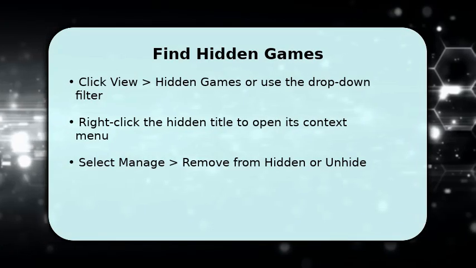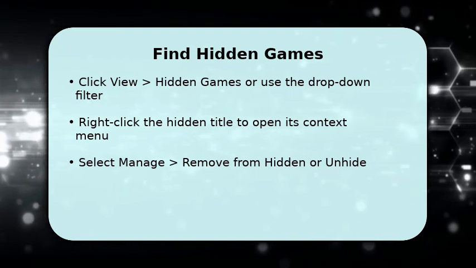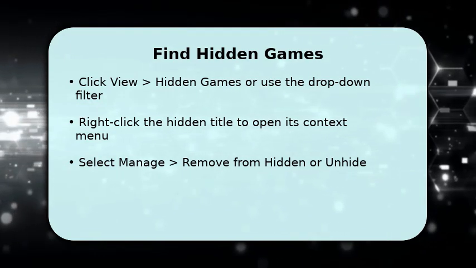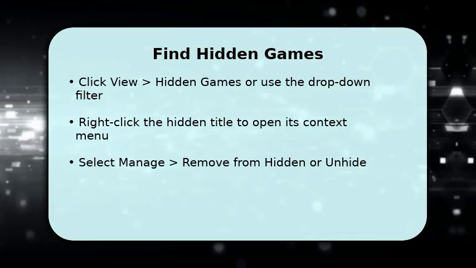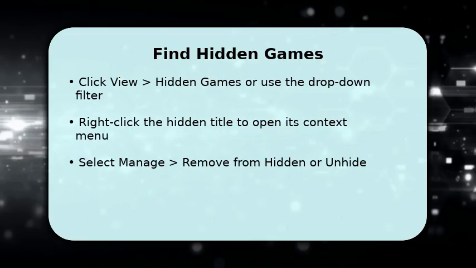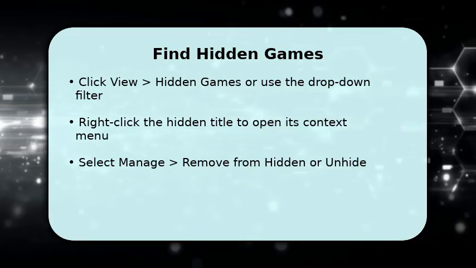Once your library shows extra views, choose the Hidden Games view or apply the hidden filter to list only concealed titles. Scan the list and right-click the game you want to restore. This opens the context menu where managing options live.